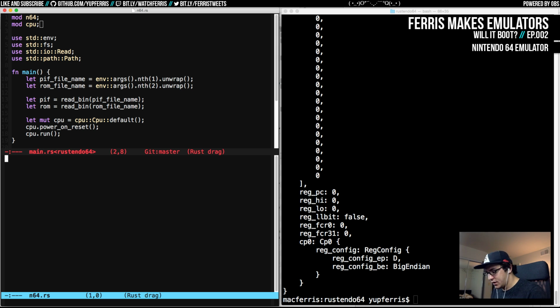Cool. So this is going to use super CPU. It is a super CPU. And let's go ahead and make our N64 struct. Oops, capital N. Oops. Rust compiler is really good at warning us if these aren't like capitalized in a nice way, so that's good.